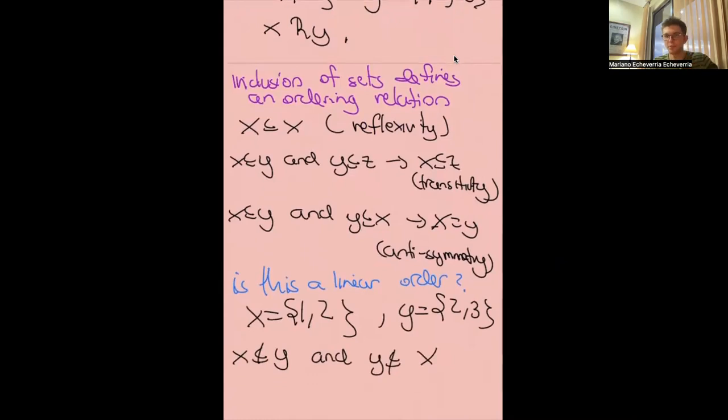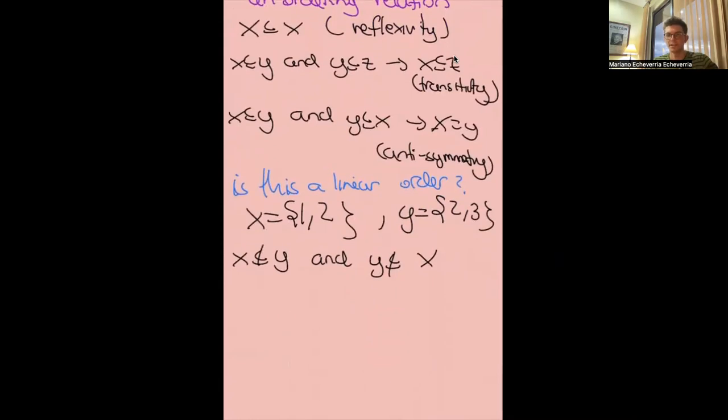Notice that x is not a subset of y, and y is not a subset of x, right? So both have two elements. It's just that neither contains the other, and so they cannot be compared. Now we're comparing sets, saying that one set is smaller than the other if one is included in the other. So this order is not linear.